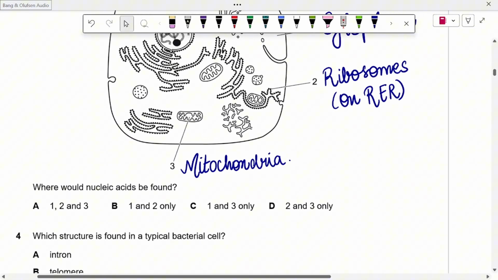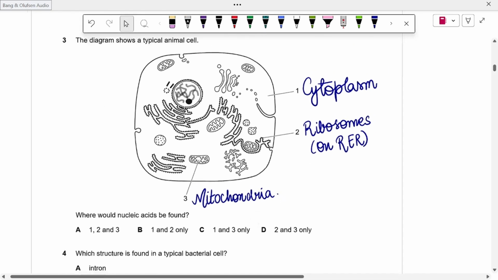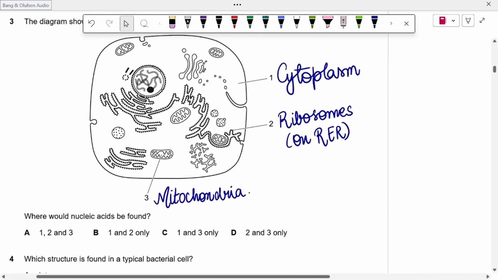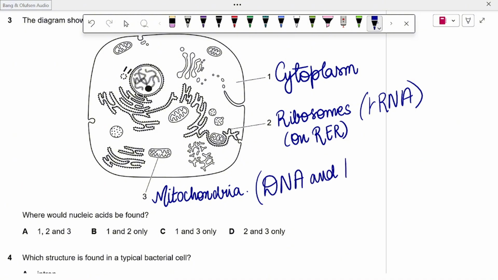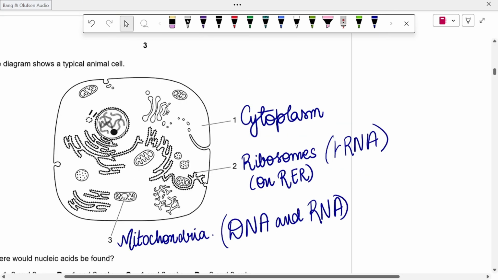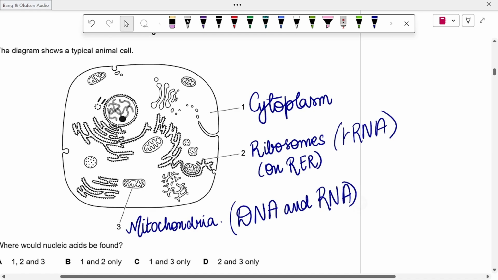Question says, where would nucleic acid be found? So it's quite an easy question. What do you think would be the answer? In ribosomes you have ribosomal RNA. This is a type of your nucleic acid. In mitochondria you have circular DNA. So you have all types of DNA and RNA in your mitochondria. In cytoplasm, DNA and RNA. In cytoplasm you have mRNA, you have ribosomes. So hence obviously cytoplasm may have nucleic acid.